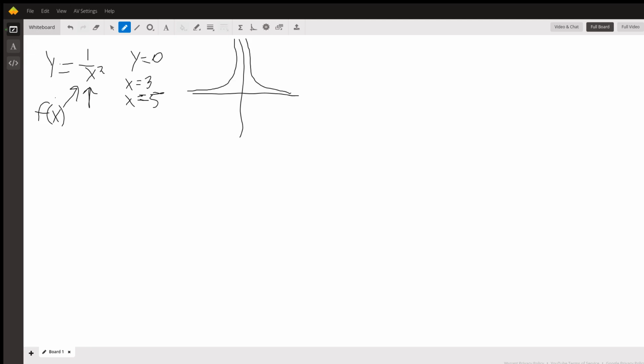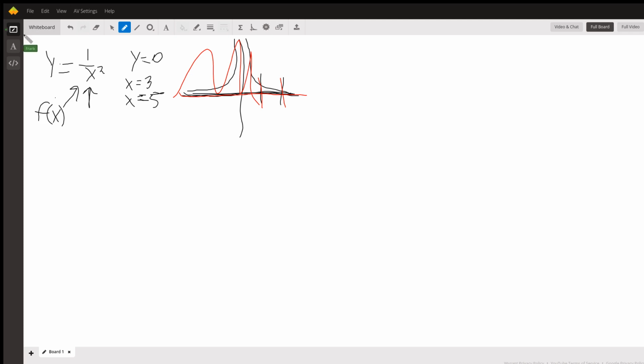This is what y equals 1 over x squared looks like. Here's y equals 0, it's the x-axis. Here's x equals 3, x equals 5. I can do that in different colors, so you can see it. It's this. So I don't care about any of this stuff. I just care about that region that I just showed there.